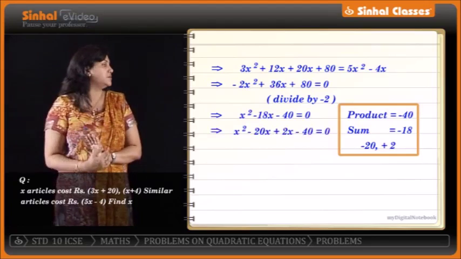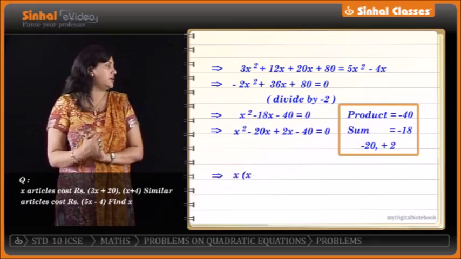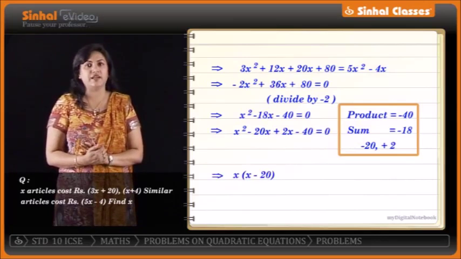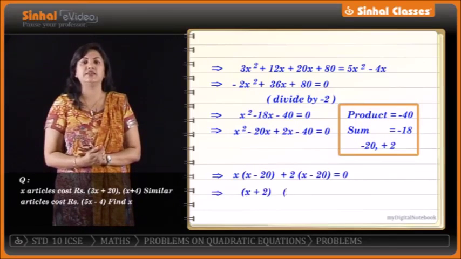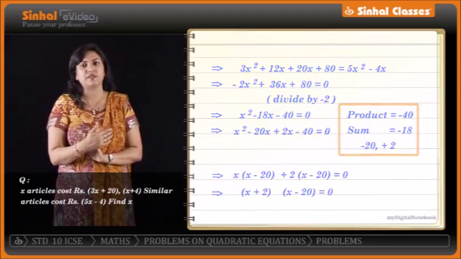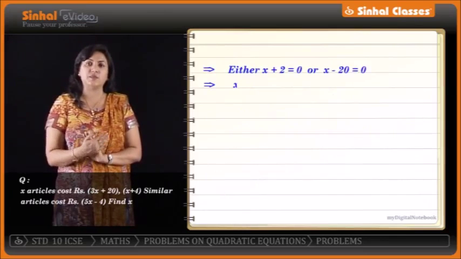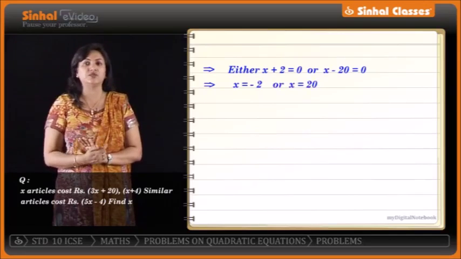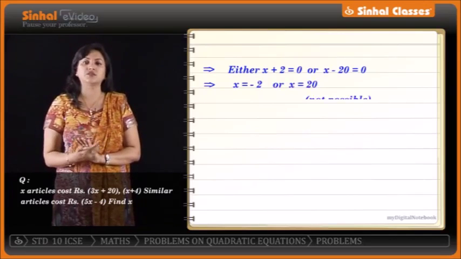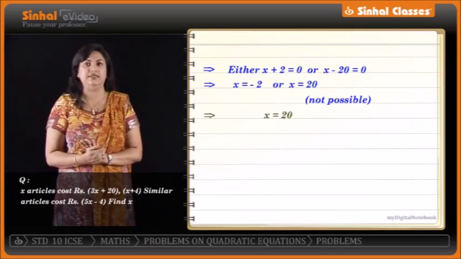From the first two terms, x common, we have x minus 20. From the last two terms, plus 2 common, we have x minus 20 equal to 0. So (x plus 2) into (x minus 20) is equal to 0. That is, x plus 2 is 0 or x minus 20 is 0. So x is minus 2 or x is 20. But x equal to minus 2 is not possible because cost cannot be negative. So x is equal to 20.